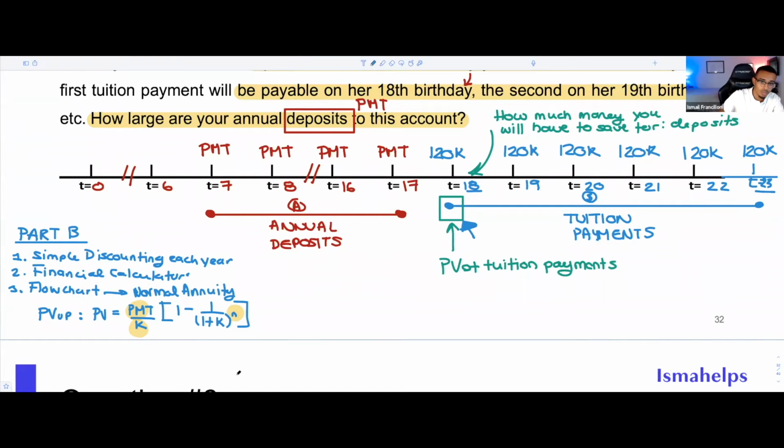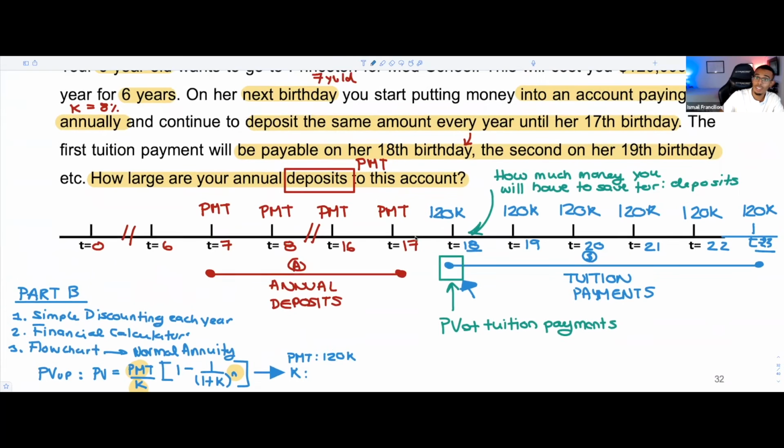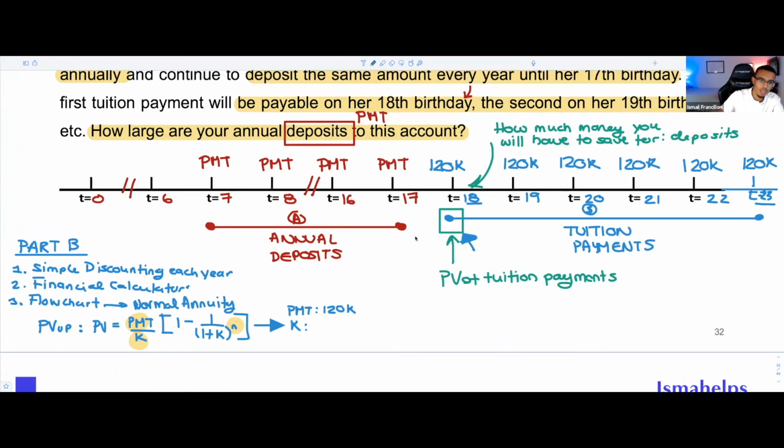In this case, we know that payment is 120K. We know that K, I like that. So K in this case would be 8%. But now, Waleed, it's a good question. What is our N, right?